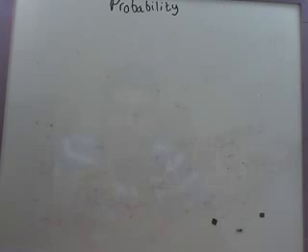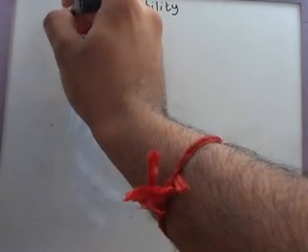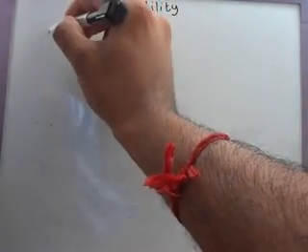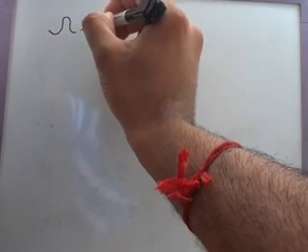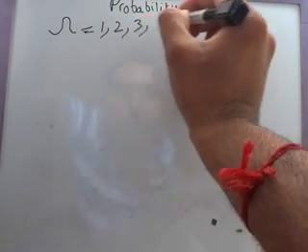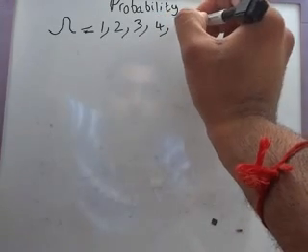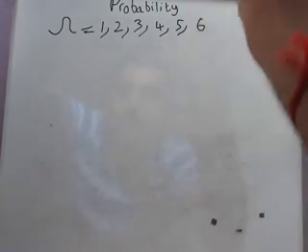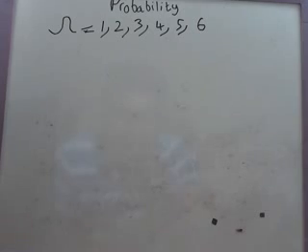And let's put down what they call the outcome space. So, what is my outcome space? I can have a 1, a 2, a 3, a 4, a 5, or a 6 when my die lands.